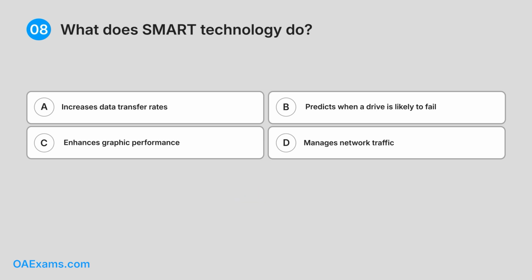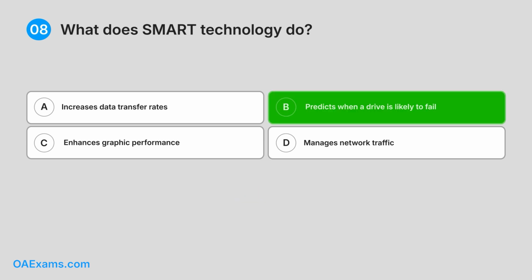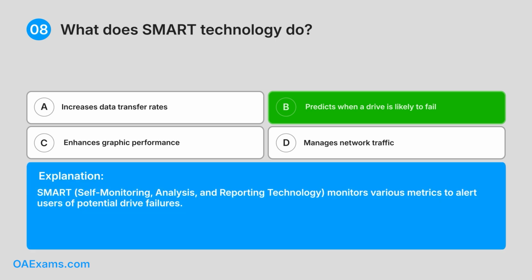Correct answer. B. Predicts when a drive is likely to fail. Explanation. SMART, self-monitoring, analysis, and reporting technology, monitors various metrics to alert users of potential drive failures.